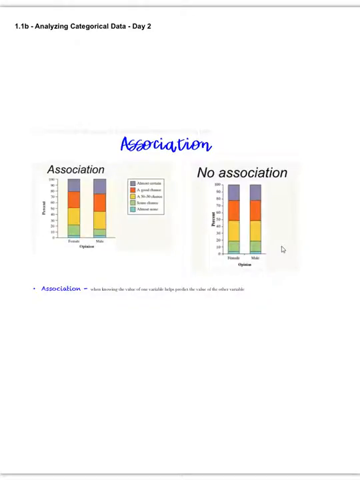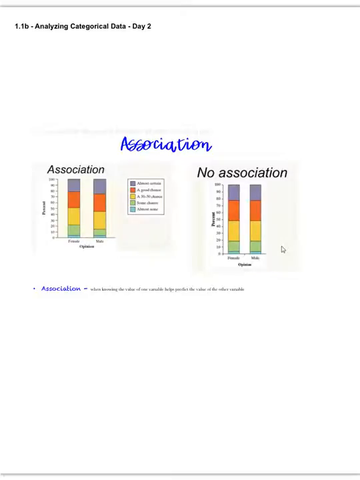All right, so next we're going to talk about association. Association is basically when knowing the value of one variable helps predict the value of the other. So is there a connection? We talk a lot about association when we talk about things like, does the amount of time you spend studying impact your grade? Is there an association there?